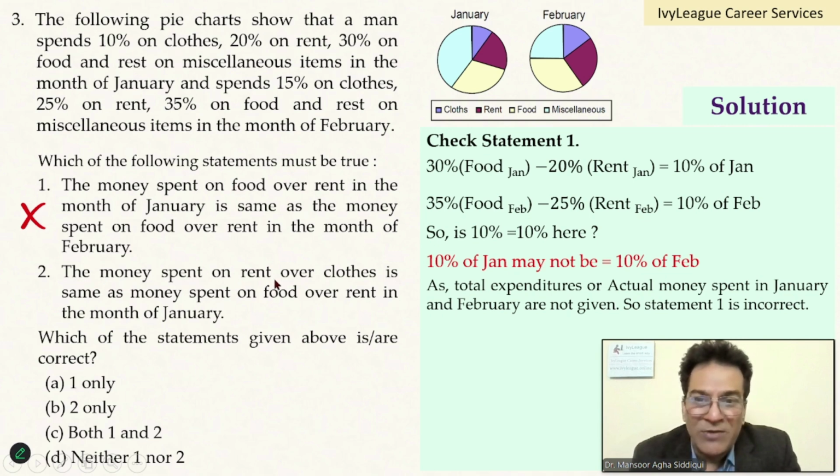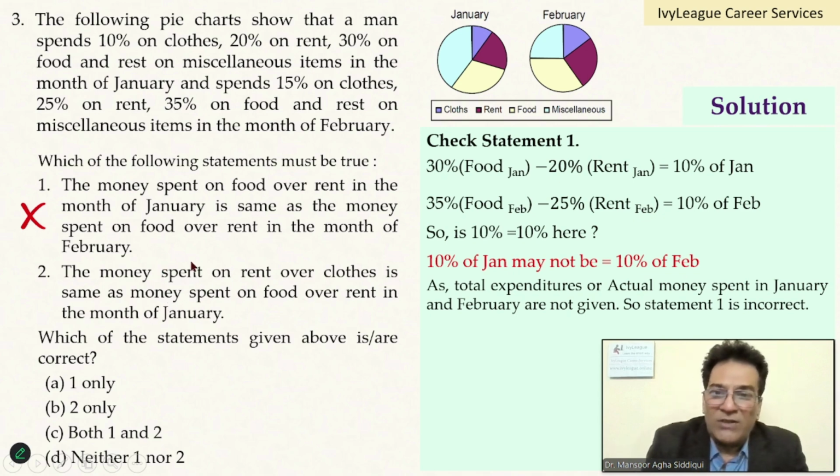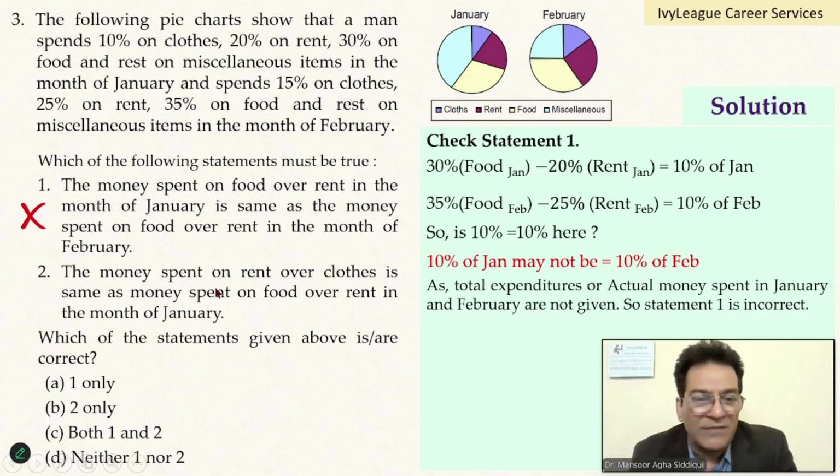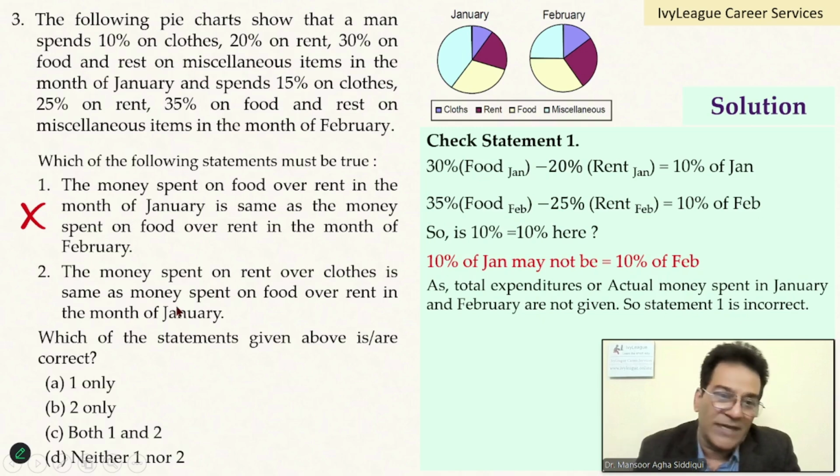It says the money spent on rent over clothes is the same as money spent on food over rent in the month of January. Because the language is very similar, if you found out that data is insufficient for the first statement, your heart will say, so because the second statement is similar to the first statement, data will be insufficient here also. If the first one is wrong, then the second one can also be wrong.